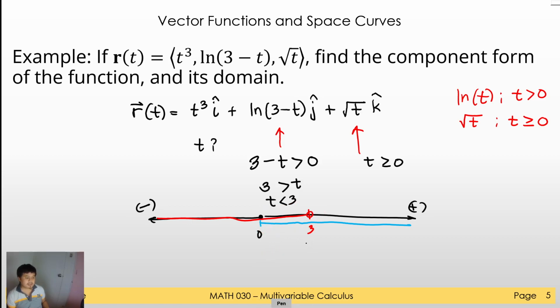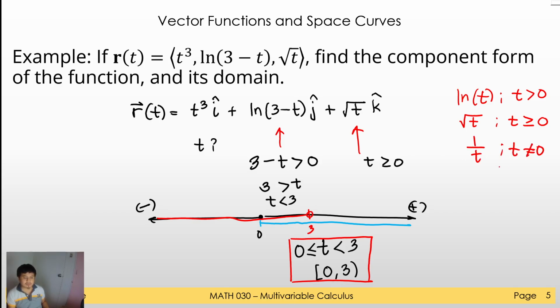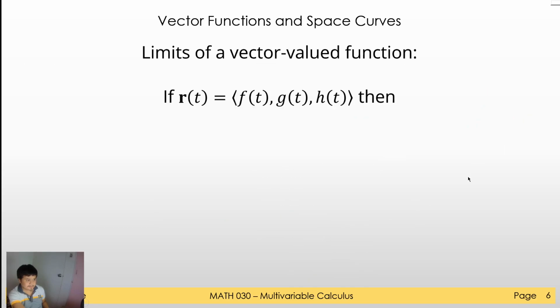So t should be greater than or equal to 0, but less than 3. Or we can write this as the interval from 0 to 3. Okay, so this should be your domain. Take note of this. We have this and another one. If we have a rational function, let's say 1 over t, then t should not be equal to 0. So remember the following principles in finding a domain.